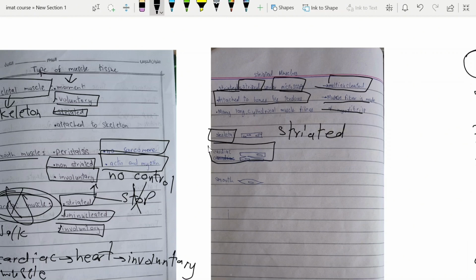So when you look at smooth muscle under a microscope, you'll just see this instead of many different types of stripes. And this was basically the muscle tissue.